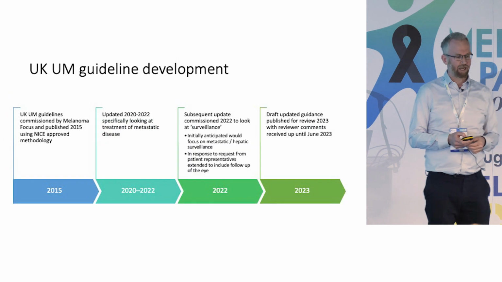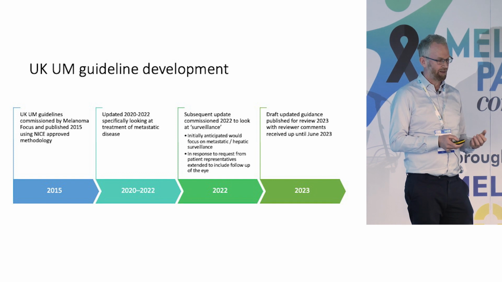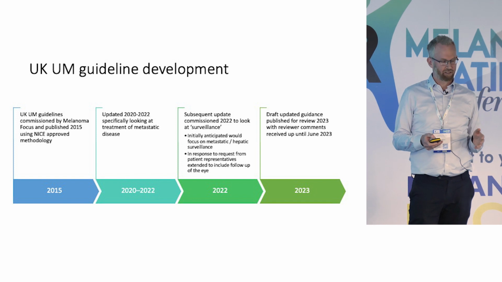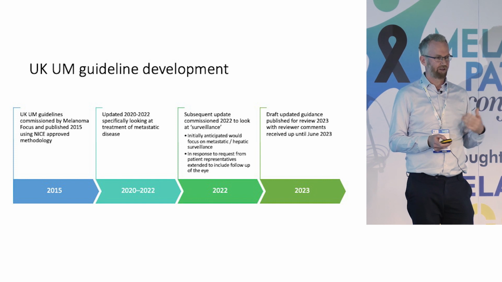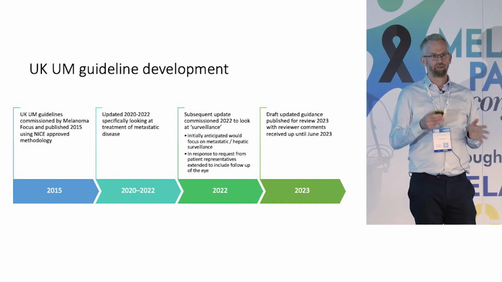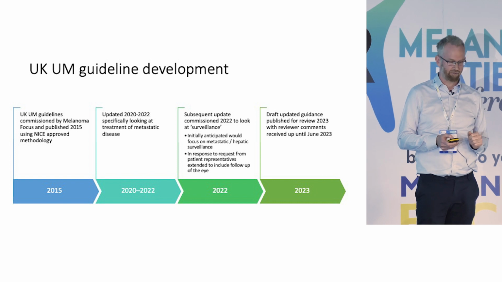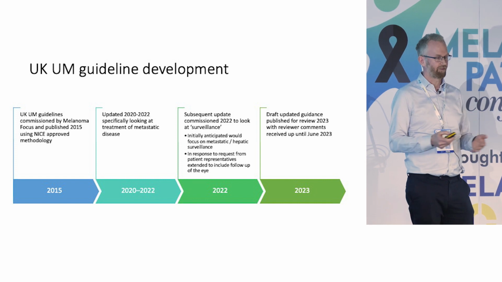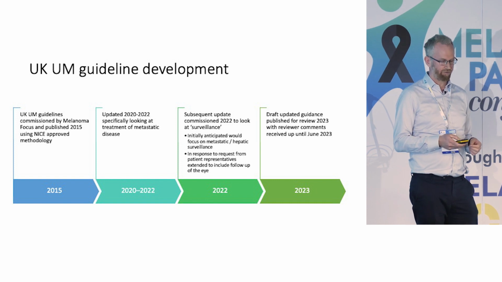So the uveal melanoma guidelines date back to 2015, where they were commissioned by Melanoma Focus and published using a rigorous NICE approved methodology. And then they were updated over 2020 to 2022, specifically looking at the treatment of metastatic disease, as well as some of the other aspects. But we had initially left out surveillance, that is the regular follow-up after the primary disease to identify early metastases. So another group was set up and has done this, and we've now got the combined guidelines, which are very comprehensive.